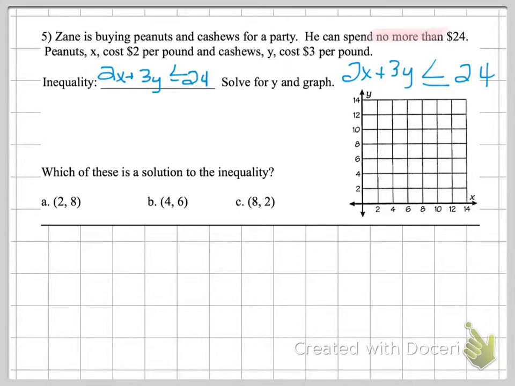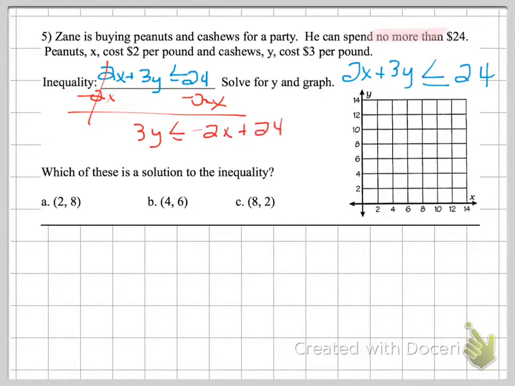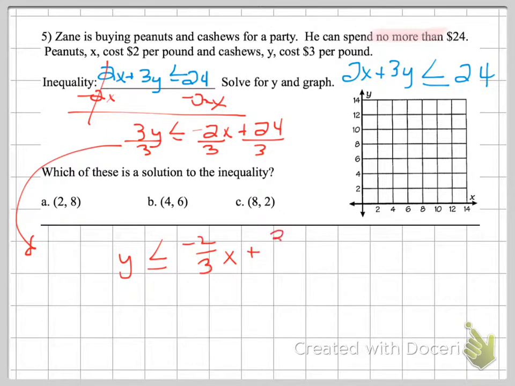Okay, and now it's asking to graph it. Solve for y and graph it. So as I solve for y, I'm going to go ahead and subtract 2x from both sides. That's going to leave me with 3y is less than or equal to negative 2x plus 24. Divide everything by 3. It's going to leave me with y is less than or equal to negative 2/3 x plus 8. Notice the sign did not change because I did not divide by a negative.